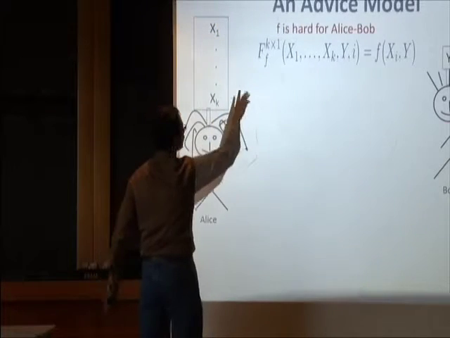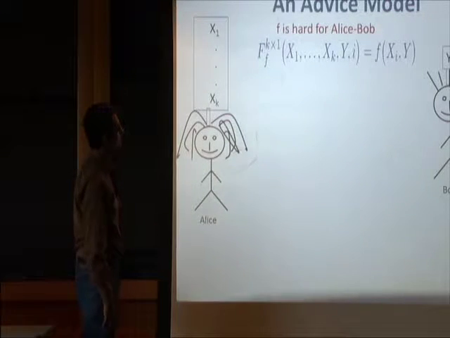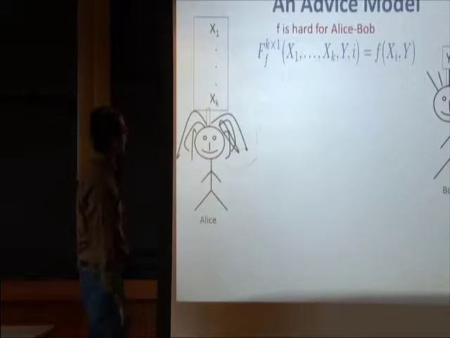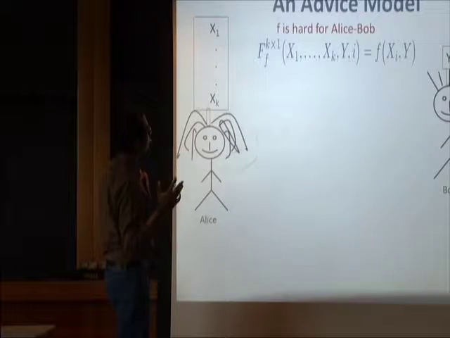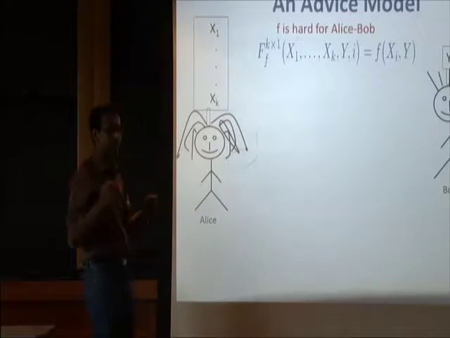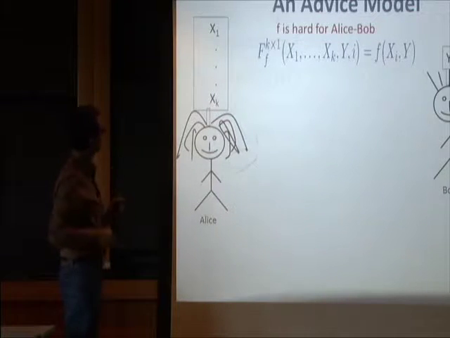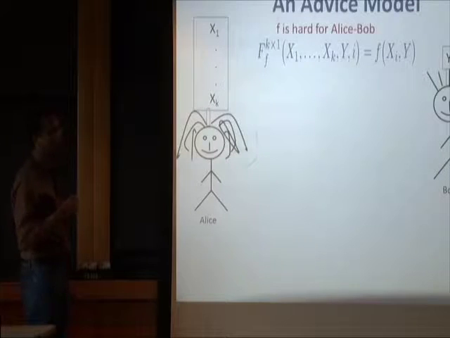So the k cross 1 is meant to remind you that there is an asymmetry inbuilt in this model. So out of every such function, we build this new function. And what does it do? It's a very natural function. You have now three sets of inputs, x1 through xk, y, and an index I, which points to one of these indices, x1 through xk, and you output just f of xiy.